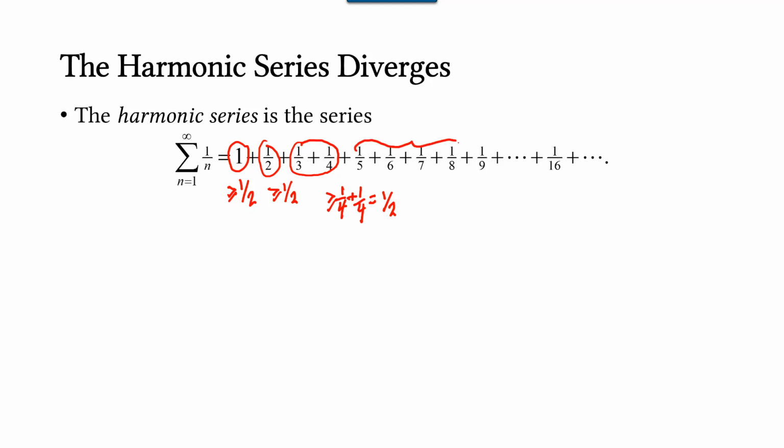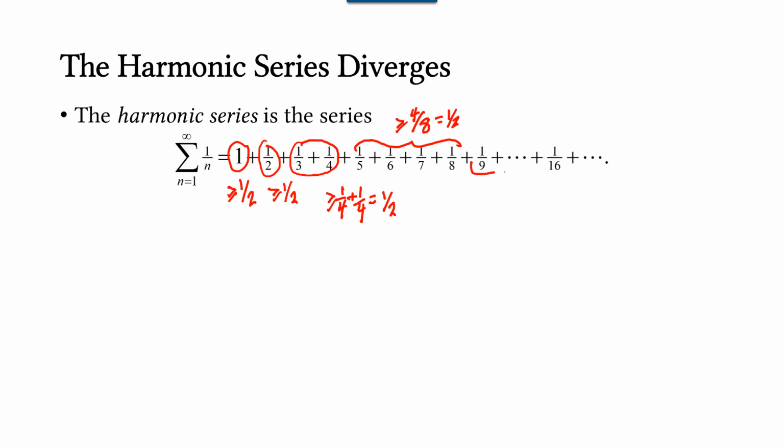Next, we look at the next four terms added together. 1/5, 1/6, and 1/7 are all bigger than an eighth. So if I add all four together, I get something that's bigger than 4/8. So those next four terms are also bigger than or equal to a half.